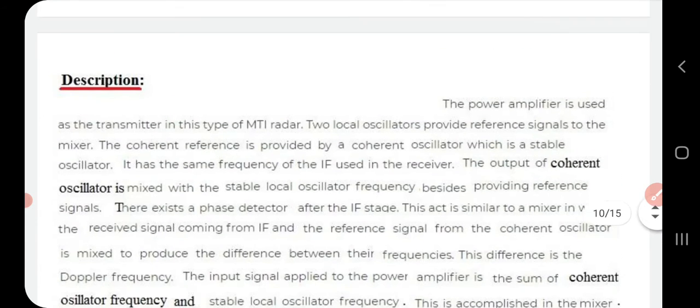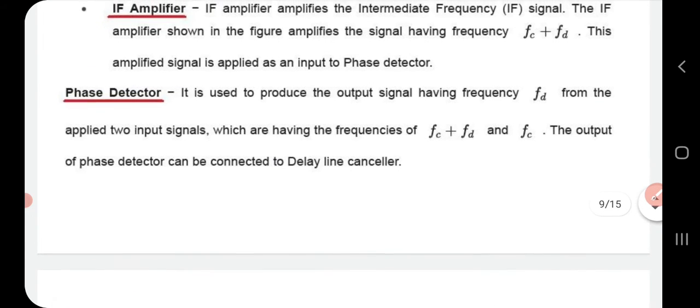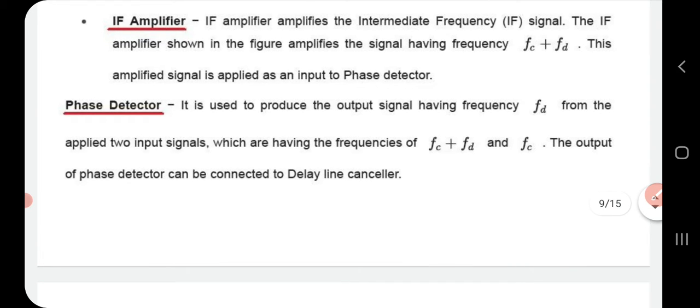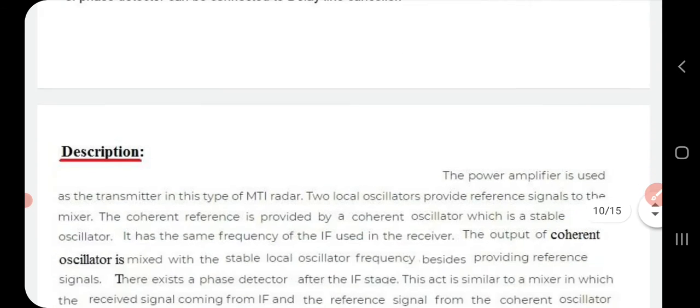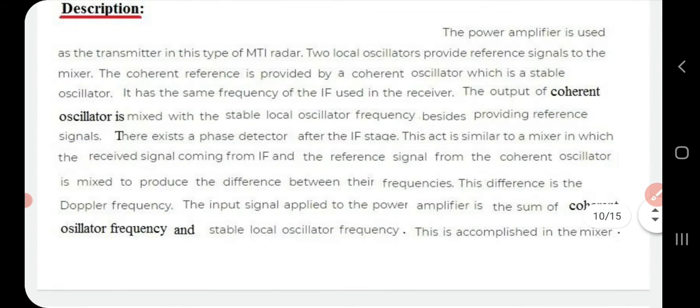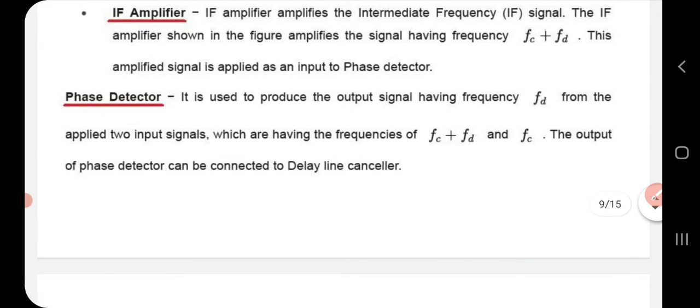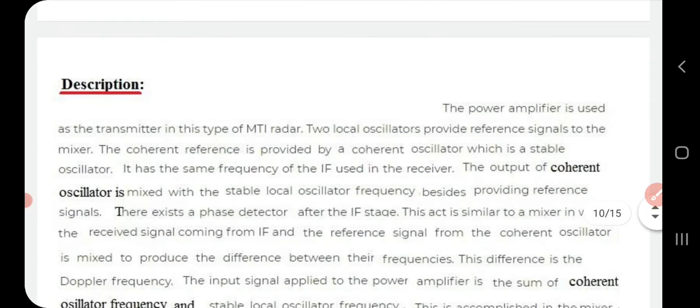So here we have seen some FL, FC, etc. FC denotes the coherent frequency, FD is the Doppler frequency, and FL is the local oscillator frequency. That is, FD stands for Doppler frequency, FL stands for stable local oscillator frequency, FC stands for coherent oscillator frequency. Once you note this, you will be able to understand this description also.